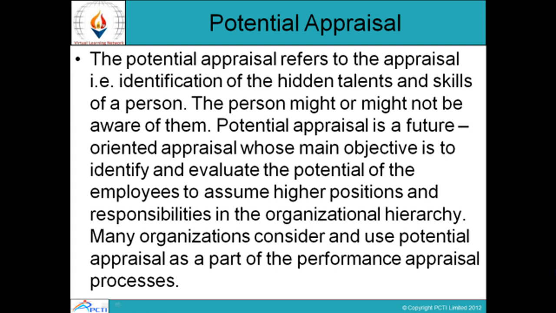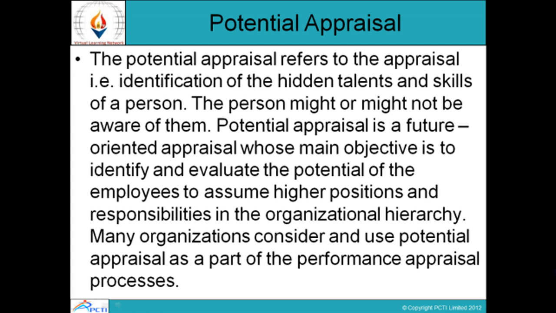So if there is any kind of future requirement for jobs or appraising, there is a chance to appraise the employee, so who is the better? Future orientation appraisal's main objective is to identify and evaluate the potential of employees to assume higher positions and responsibility in the organization hierarchy. The main objective is to identify and evaluate properly for the higher position.